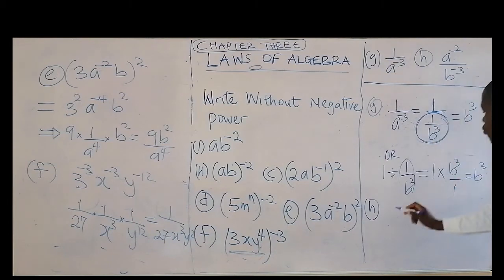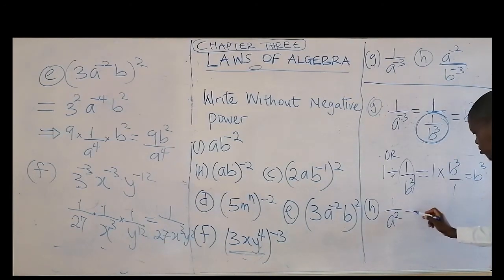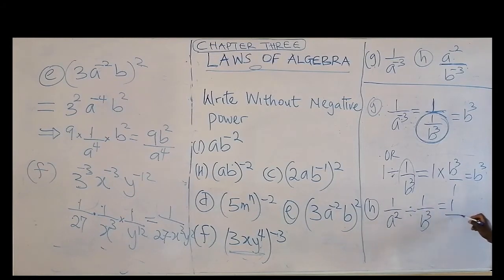The numerator will be 1 over a power 2. Then this line is a division, and that will be what? 1 over b to power 3. And that will be equal to, can you change this division to multiplication? 1 over a to power 2 times what? Once you change a division to multiplication, this will turn upside down. That will be b^3 over 1. So my answer is what? b^3 over a^2, that is, b to power 3 over a to power 2.